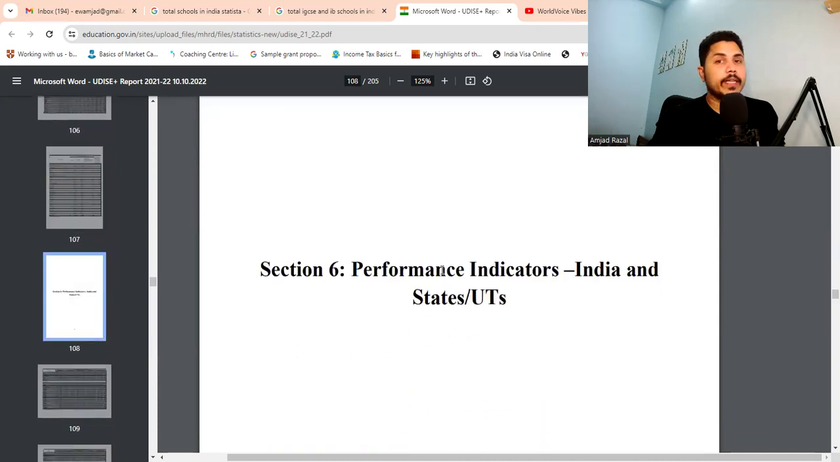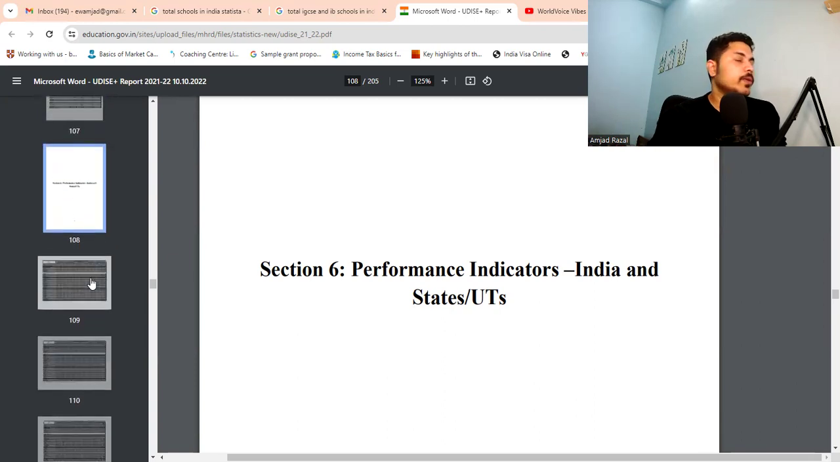Okay, we have performance indicators. Yeah, this is important. Like, how do we evaluate? How do we say this state is really doing good? Okay, states and union territories. The good thing about this particular data is we have information on the union territories as well. We are not leaving anything.